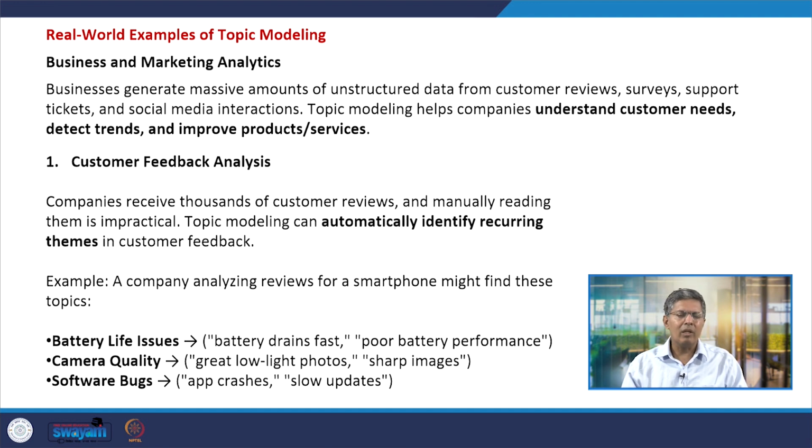So, you see this example. A company analyzing reviews for a smartphone might find battery life issues, camera quality, and software bugs, right. So, battery life issues has certain words like, for example, battery drains fast, poor battery performance. Camera quality has, for example, great low light photos, great photos, sharp images. Software bugs can have, for example, app crashes, slow update, right? Or nice, almost no bugs. Okay. So these are some reviews, right? And these are the topics around the smartphone.